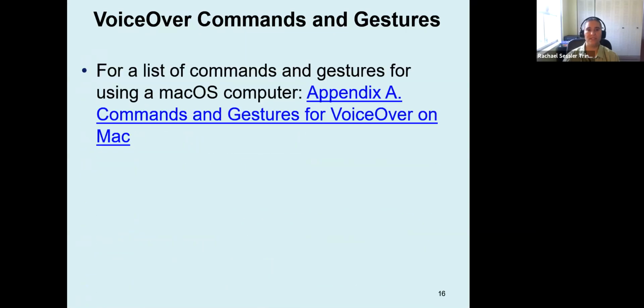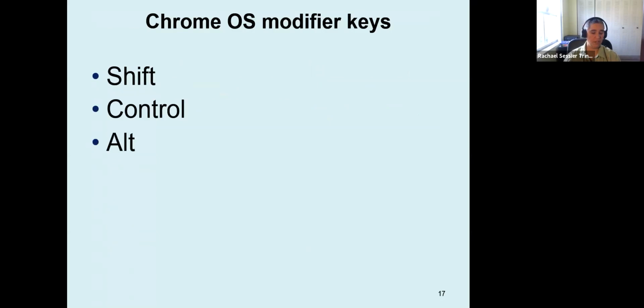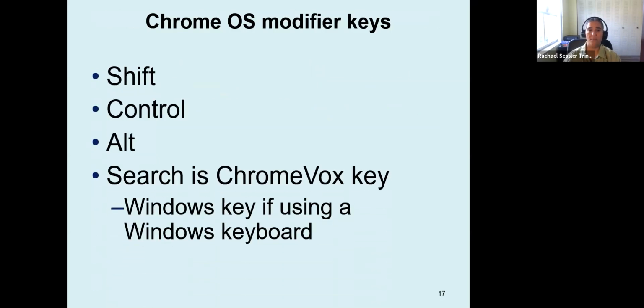So VoiceOver commands and gestures, I have a link here. We're not going to go deep into that, but to learn more about the commands, I have the Appendix A commands and gestures for VoiceOver on a Mac. Please explore if you're working with a Mac yourself or your students. Chrome OS modifier keys, again, very similar: Shift, Control, Alt. Don't have a Windows key. Search would be your ChromeVox key. So ChromeVox is the screen reader on Chrome operating systems.